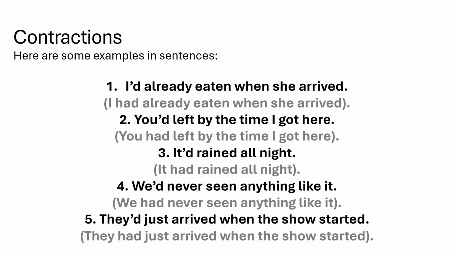Here are some examples in sentences. By reading them in sentences, we can understand the meaning through context. In these sentences, it is being used to show an action that happened. It also shows that in the past, one action happened before another. I will read the sentence. I will pause. When I pause, you say the sentence.